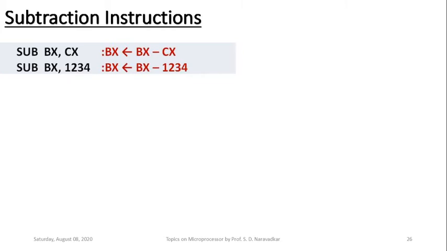The second example is with 16-bit immediate data 1234, which is to be subtracted from the BX register, and the result will be copied to the BX register itself. So this was my second example, second instruction, SUB BX, 1234.